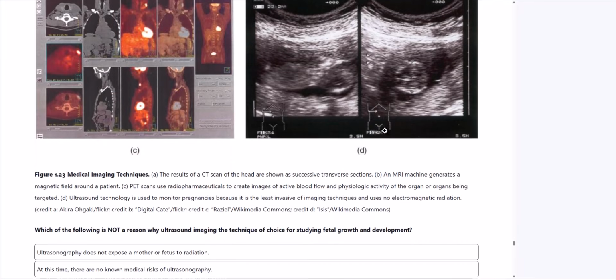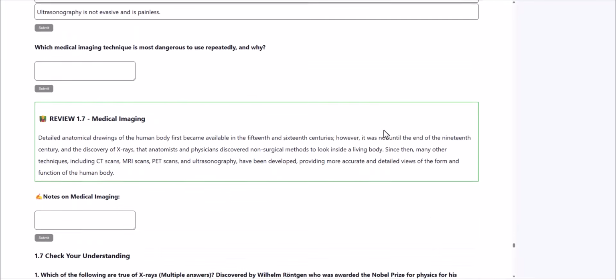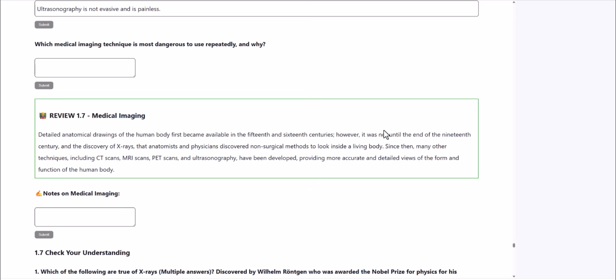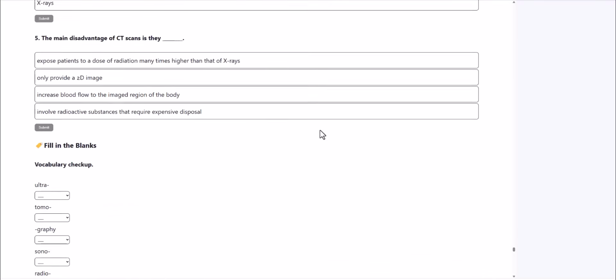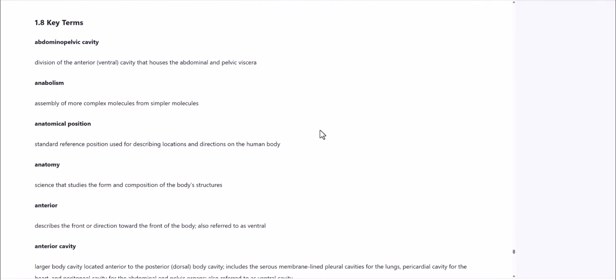So look through the different techniques, get an idea of their advantages or disadvantages, specifically know why they're used. The examples that I gave you are what you need to know. And that does bring us to the end of this chapter.